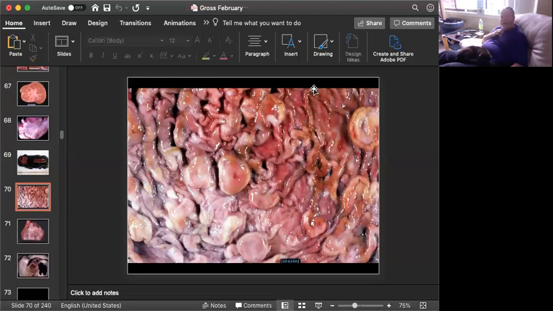I would not think about a gastrointestinal stromal tumor or smooth muscle tumors when you have this many nodules. They are this superficial and not within the wall of the stomach. It's a very nice picture of gastric lymphoma.